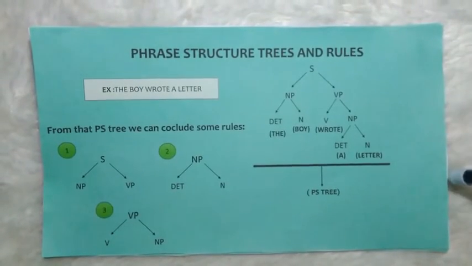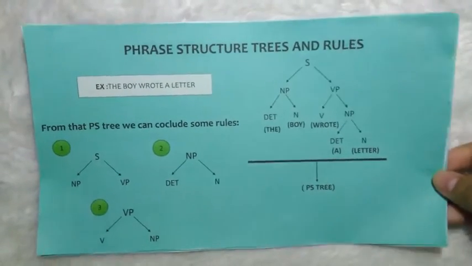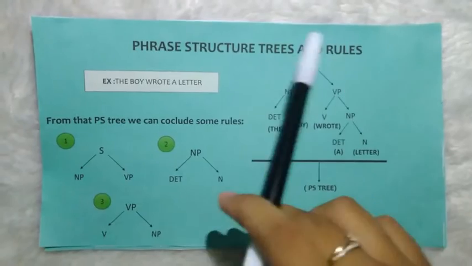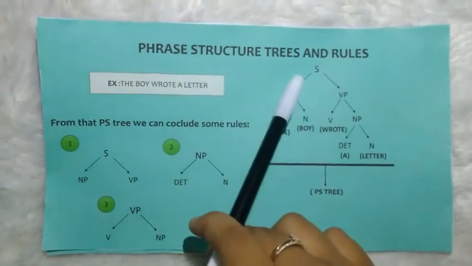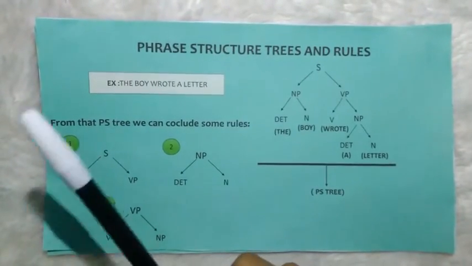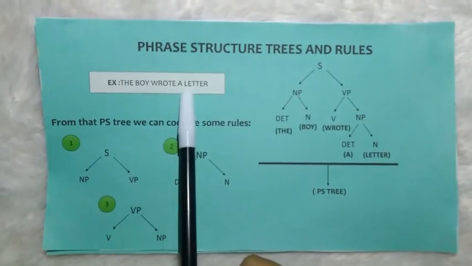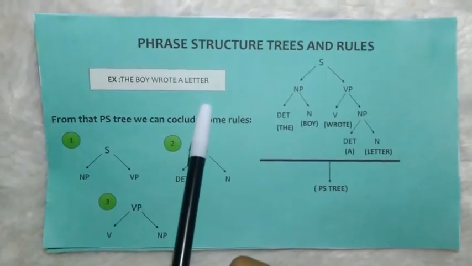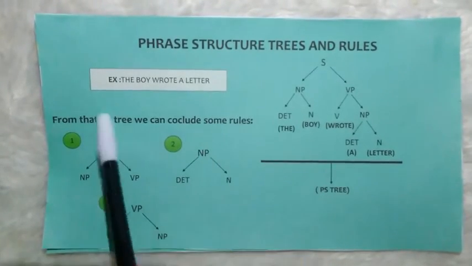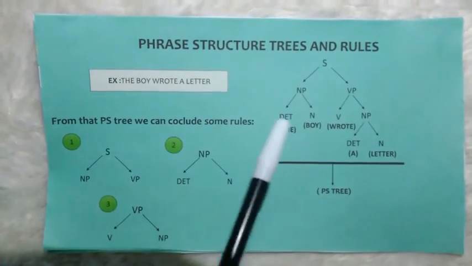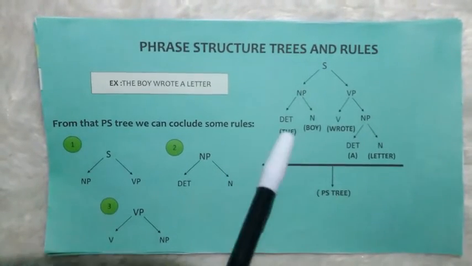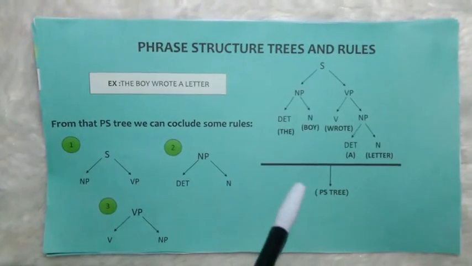And here we're gonna explain the core of this material, which is phrase structure trees and rules, or we can call it PS trees. So we're gonna take a look at this example, same as the first slide: The boy wrote a letter. So we're gonna transfer this into a tree. I already give the answer here to make sure that all of you will understand it first.